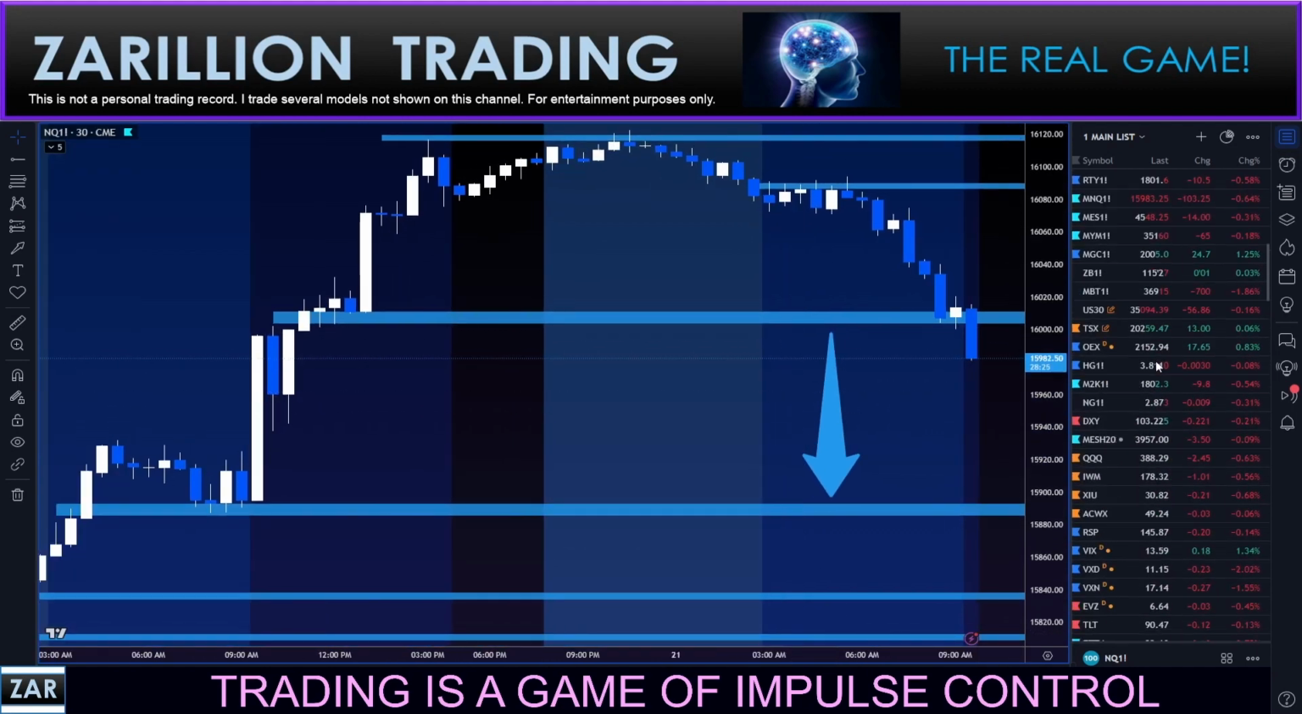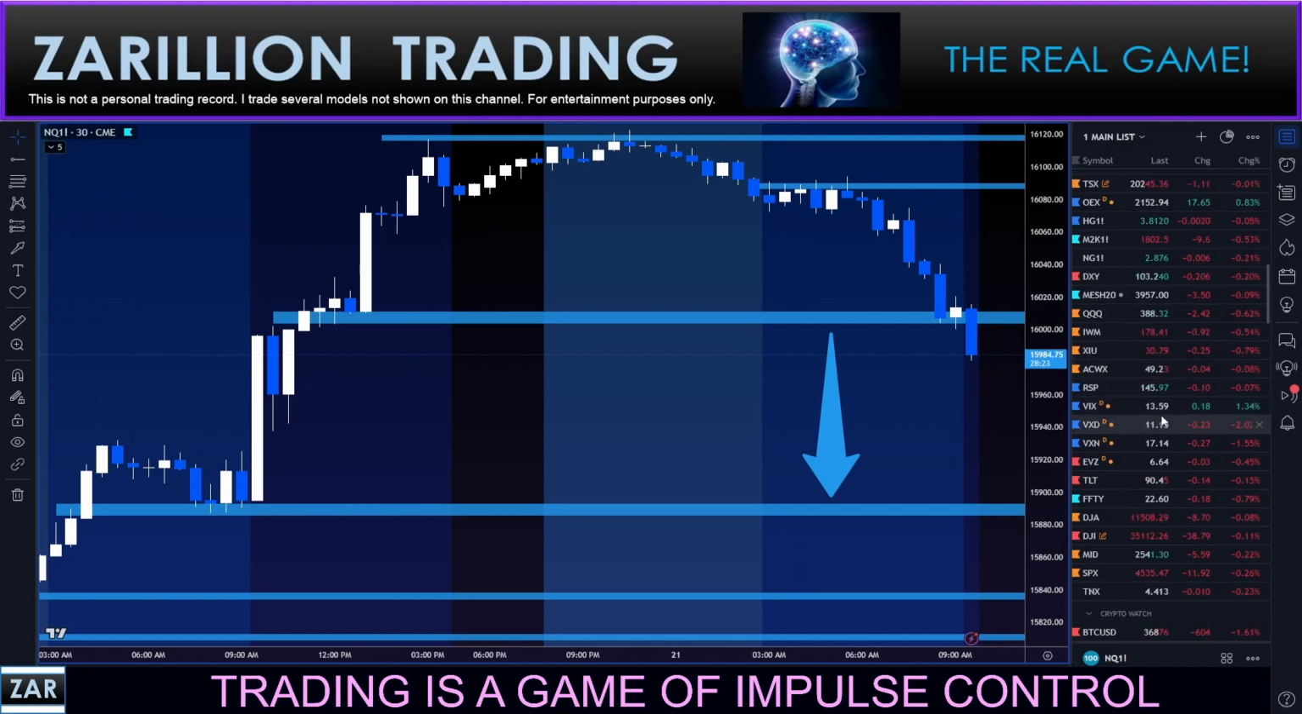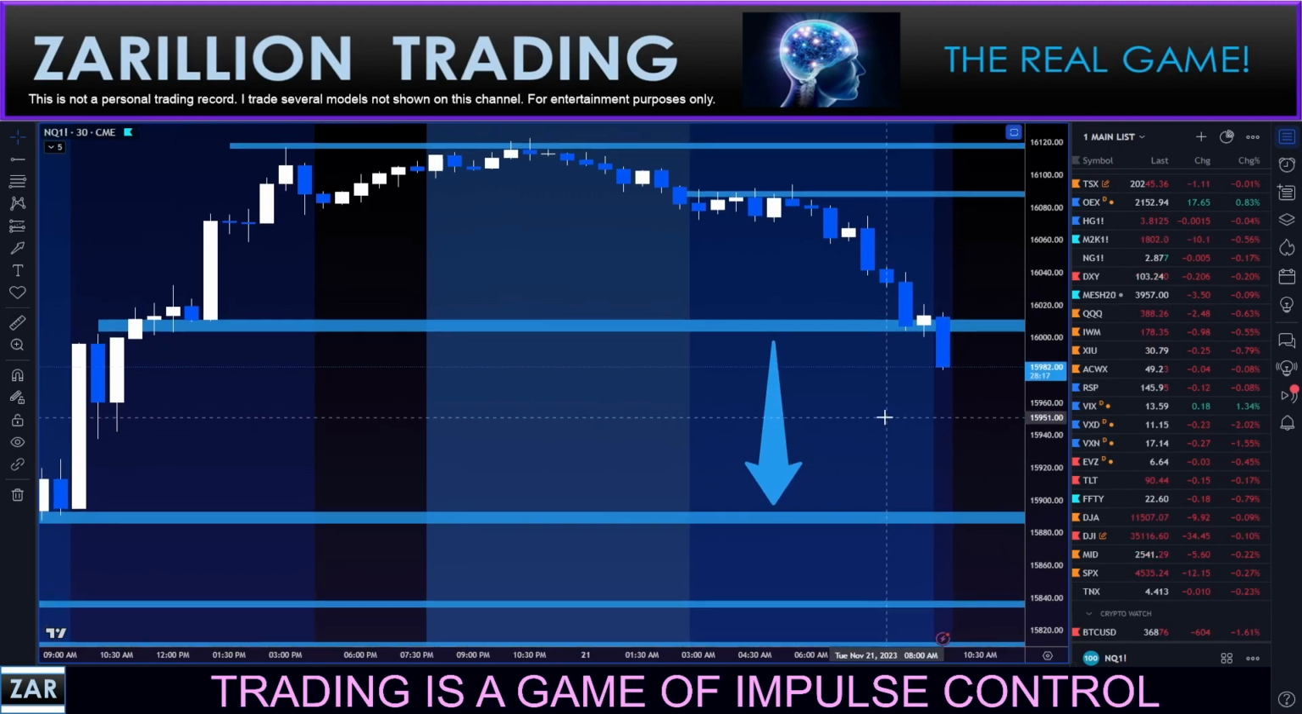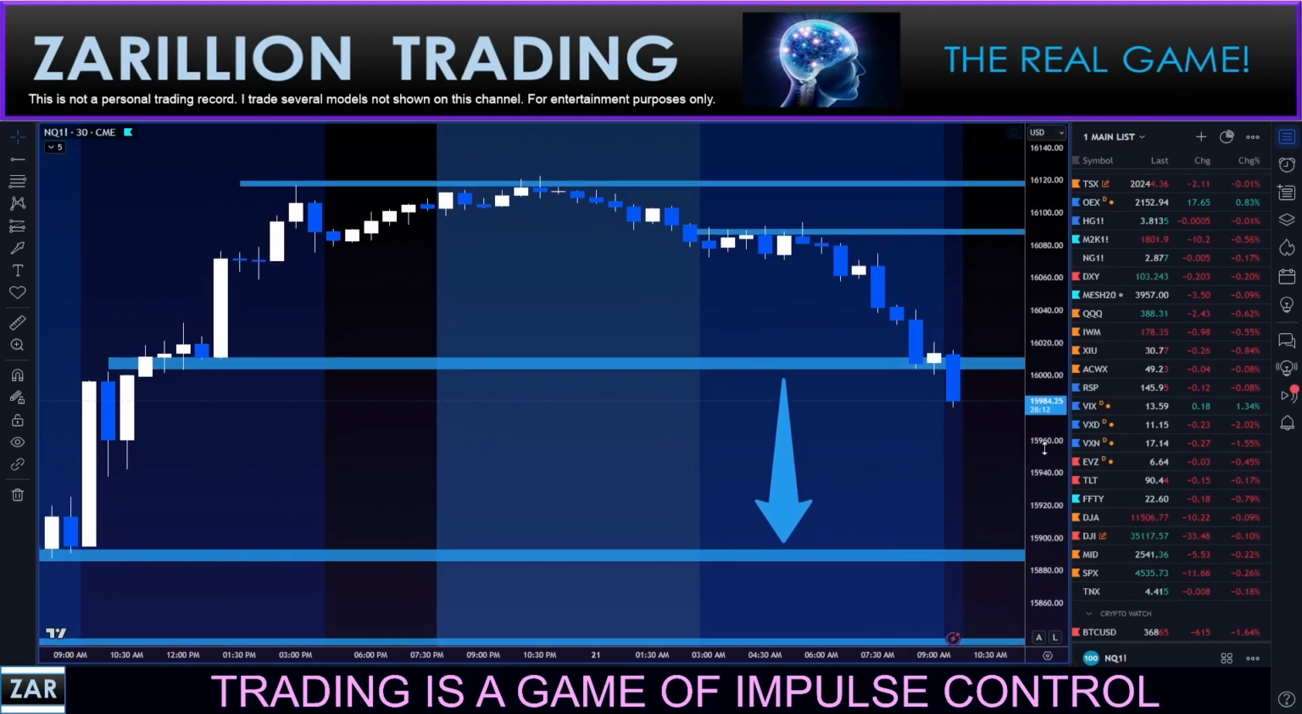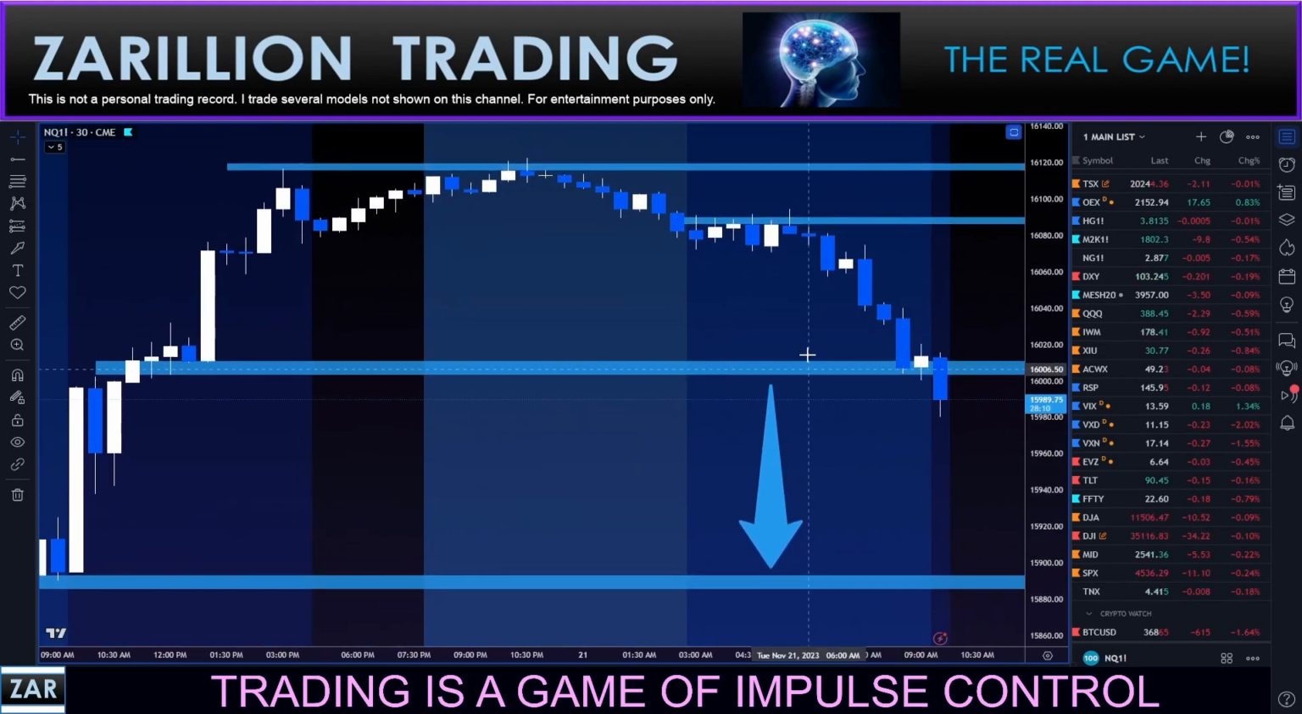VIX, by the way, right now, let's take a look at it. 13.59, up a little bit from the close of yesterday, but not much. We're still below 14 on VIX. Anything below 20 is usually trouble for day traders. Day traders tend to struggle below 20, certainly below 16 and below 15, and here we are below 14.